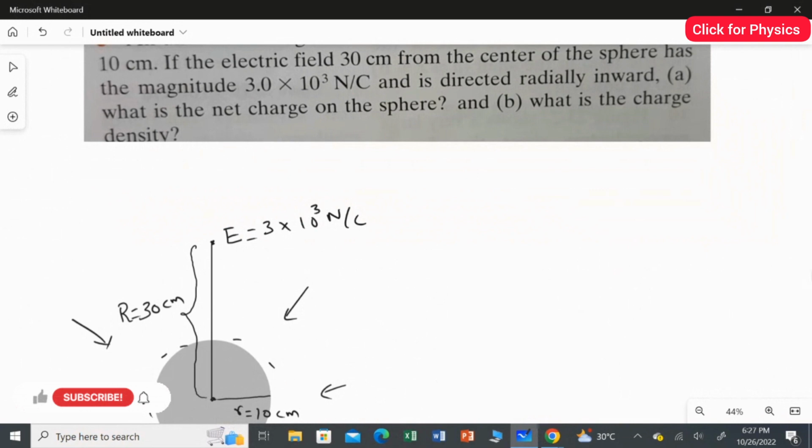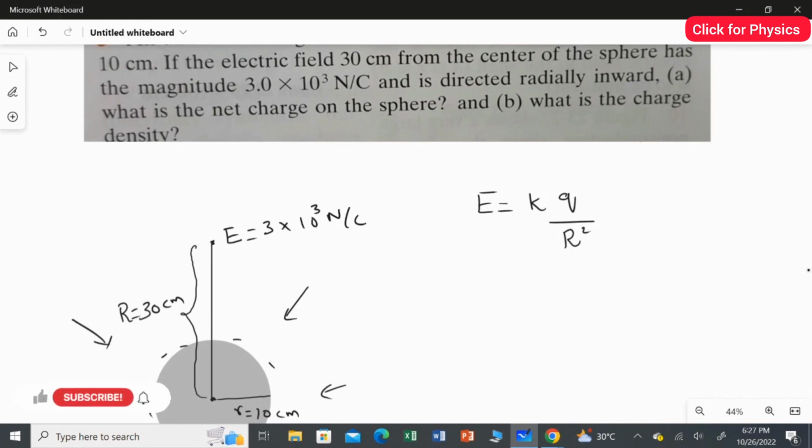Now what are we going to find? We are going to find two answers for this question. In the first part, we are going to find what the net charge should be. We don't know the charge. We know only the electrical field. Am I right? So by using the electrical field for the point charge, I am going to find the value of the charge. We already studied the formula. What is the formula for finding the electrical field for the point charge? E is equal to K Q over R square.